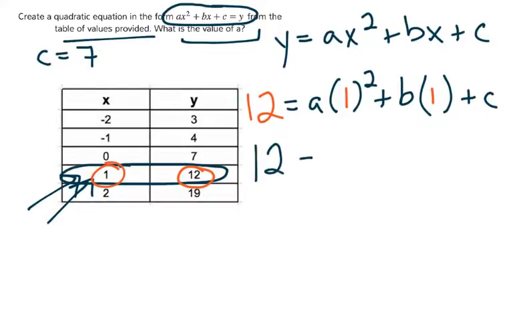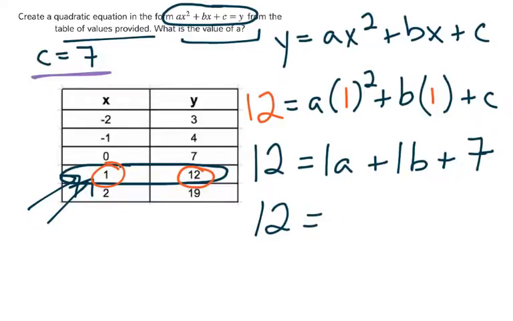12 equals, well, 1 squared is just 1, so it's 1a plus, and then 1 times b is also just 1b. And then instead of putting c here, because that's too many variables to solve for, I actually know c, remember? I know c is 7. Plug that in. Okay, so right now I have 12 equals, 1a is just the same as a by itself, and then 1b is the same as b by itself, plus 7 equals 12. Great. Well, I still have two variables. I can't solve it 100% yet. I'm almost there, but I want to get those two variables by themselves at least.